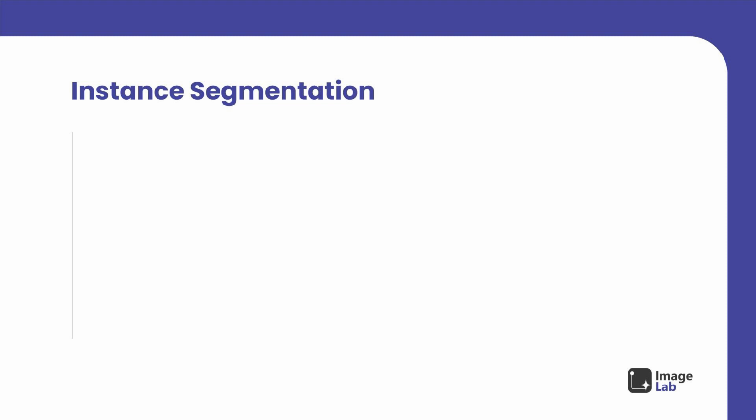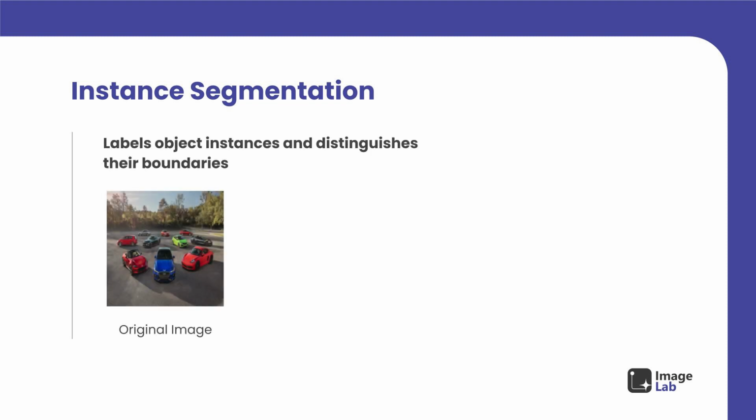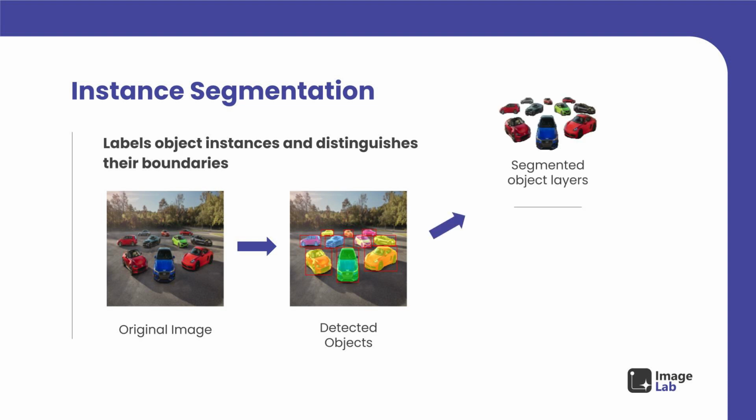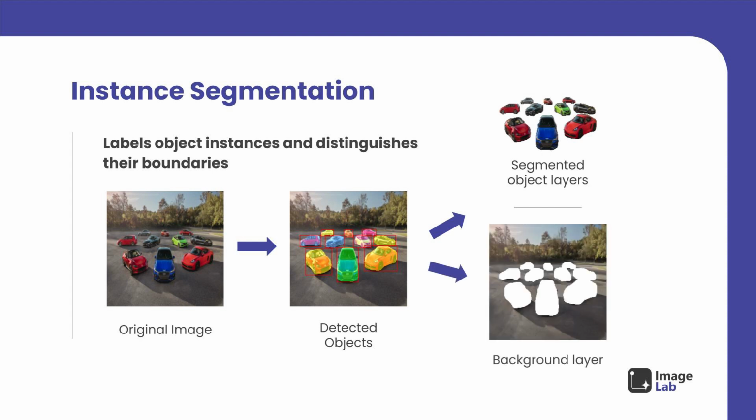So what is instance segmentation? Instance segmentation is a computer vision technique that's capable of detecting and segmenting objects in images. The role instance segmentation plays in ImageLab is to detect the objects and their boundaries before masking each of them into separate layers. Using the mask of the objects, we are also able to mask the object areas away from the background layer.